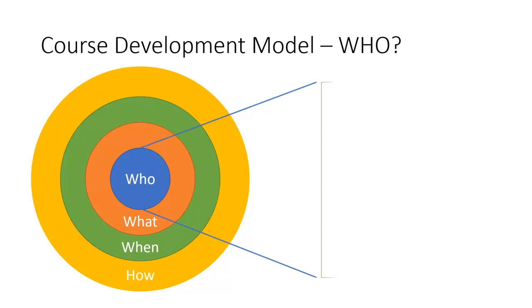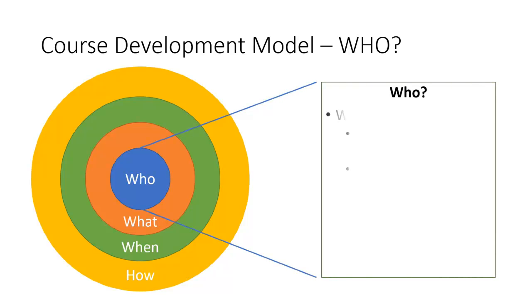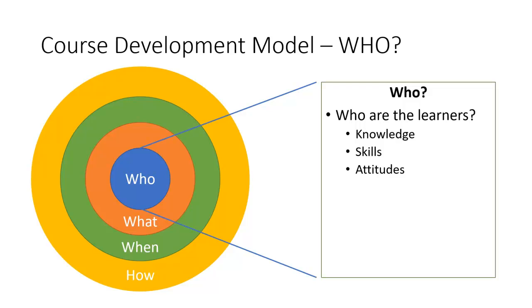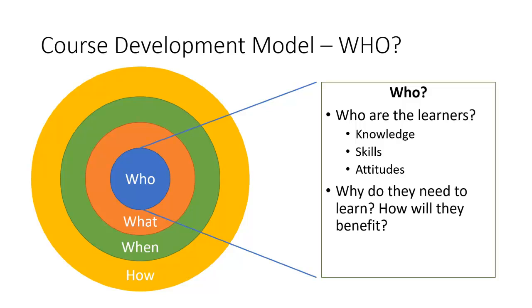The inside circle is labeled who. These are our learners. We need to know what knowledge, skills, and abilities they possess because that will be the starting point for designing instruction that meets their needs and suits their capabilities. This is also where we explore the learner's life or work situation so we know why the training is needed.